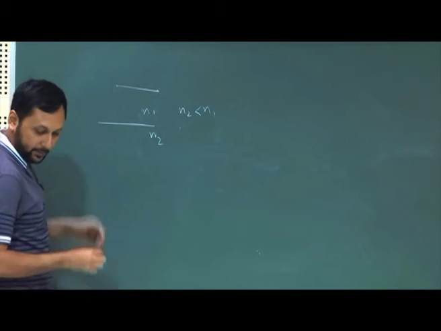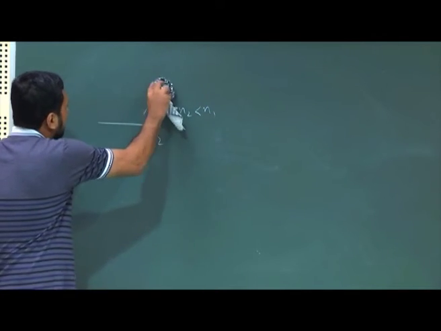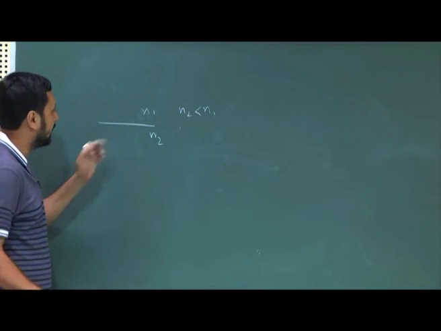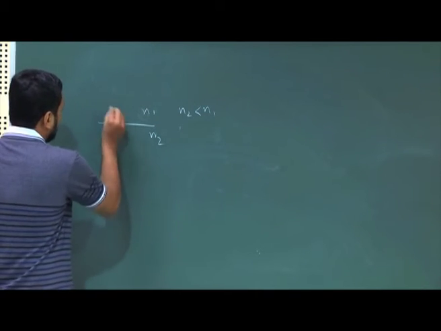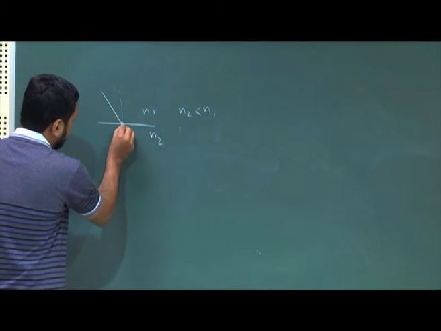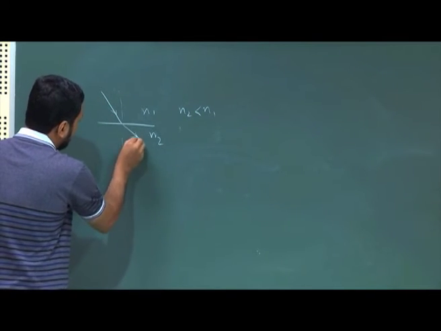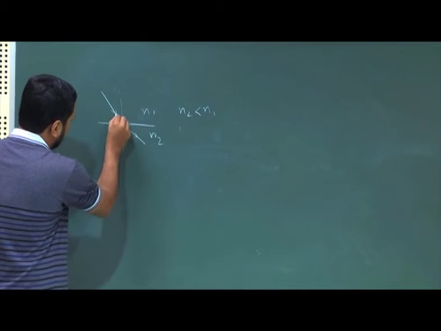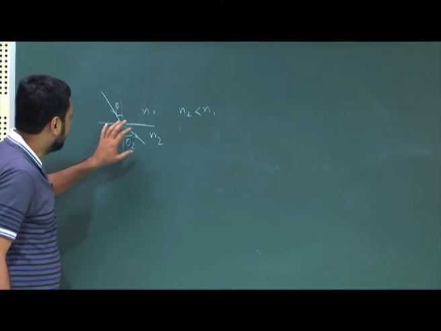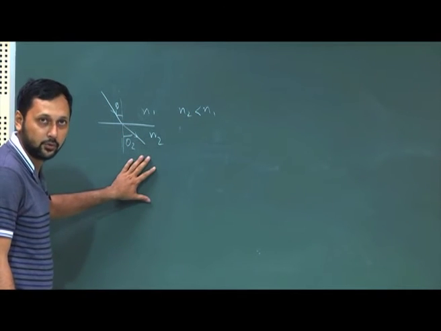So basically light is going from a denser medium to a lighter medium, right? And we all know, according to Snell's law, it will be a refraction phenomenon. So light will be moving away from this axis. If this is your theta 1 and this is your theta 2, we know from Snell's law that n1 sin theta 1 equals n2 sin theta 2.